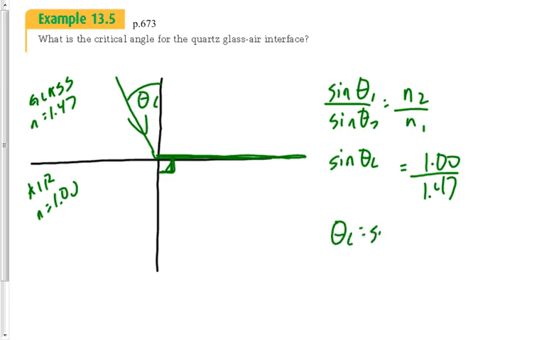It's the inverse sine of 1 over 1.47. I think when we do that, we end up getting, I think, 42.8 degrees. Anybody have that?